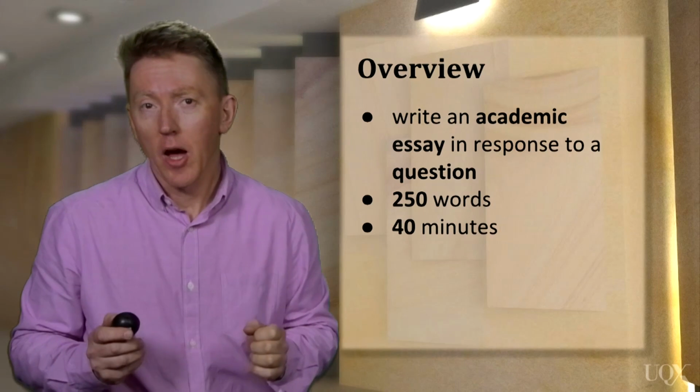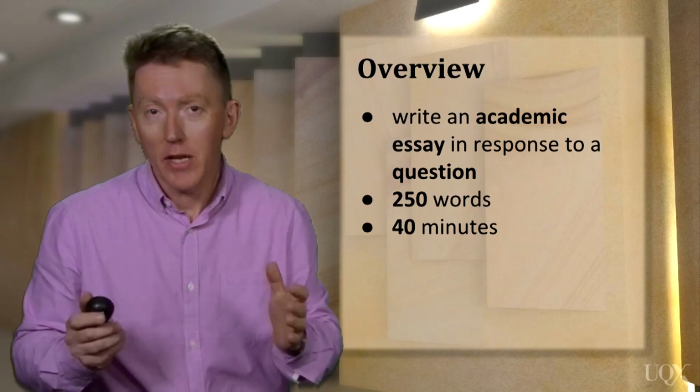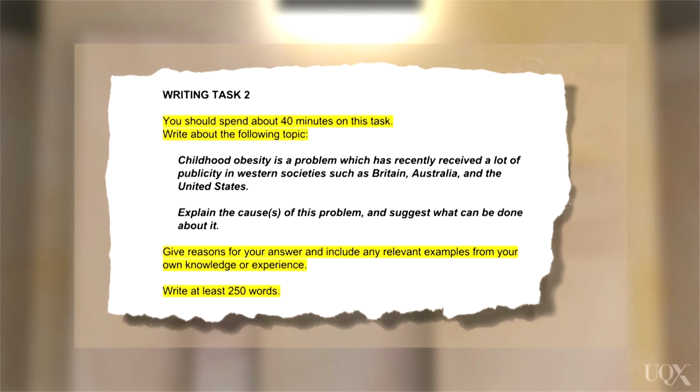Let's start by looking at an example of an essay question. Can you see the highlighted text? Those are the instructions for this task. They are the same for Task 2 in every IELTS academic writing test. So, as you can see, you're told how long to spend on this task. About 40 minutes. And how many words to write. At least 250 words.